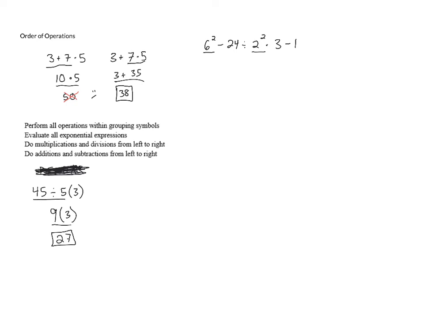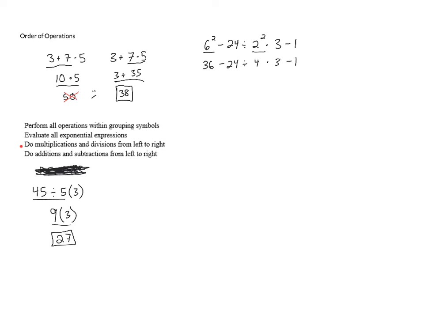Now, we can actually do these in the same step. The exponential expressions rule doesn't apply from left to right because when we have 2 different exponents on 2 different numbers, they aren't affected by each other. So we can square both of these at once. Now we know that squaring a number means multiplying it by itself. So when we're squaring 6, that means we're taking 6 times 6, and that's 36. So we've got 36 minus 24 divided by 2 squared. It means 2 times 2, which is 4, and then times 3 minus 1. So we've done the exponents.